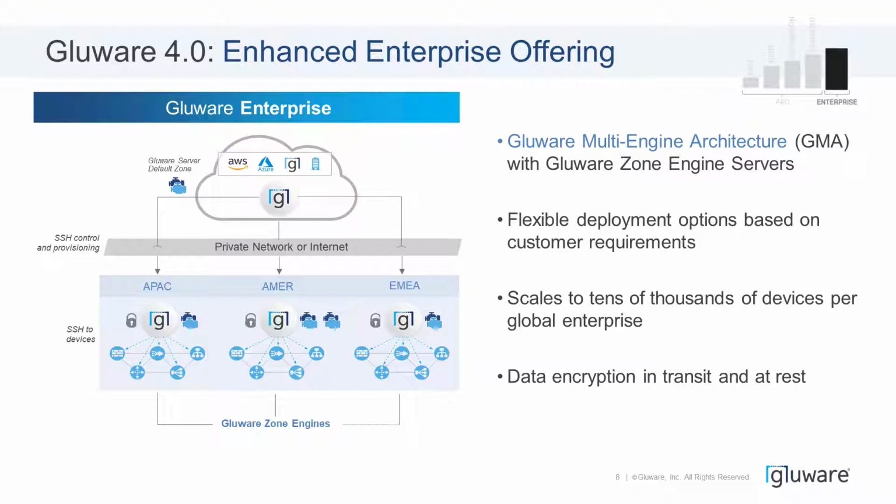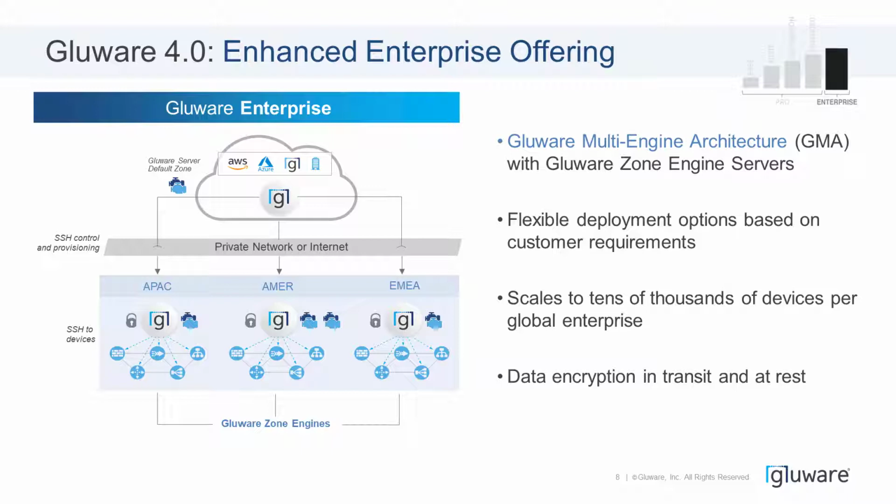First and foremost is the announcement of the Gluware multi-engine architecture with the new Gluware Zone Engine servers. So just to build off what we had released in the past, what we released in the past was the ability to install or run additional engine servers. Engine servers are the workhorse of Gluware. They do the interrogation for discovery, they run the drift, they run the audit. So essentially they are the job engines that execute when you execute a function from the Gluware server.